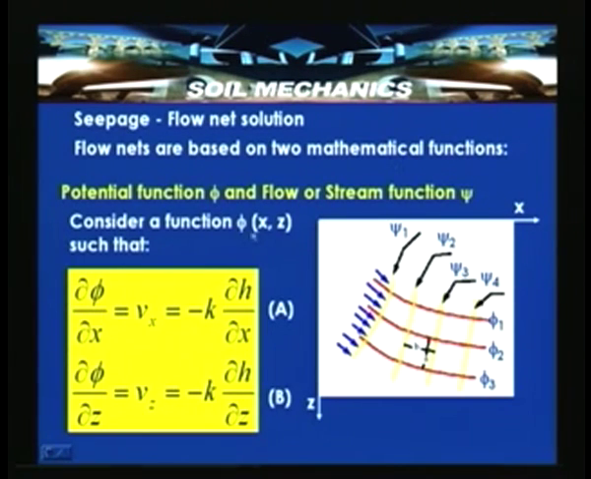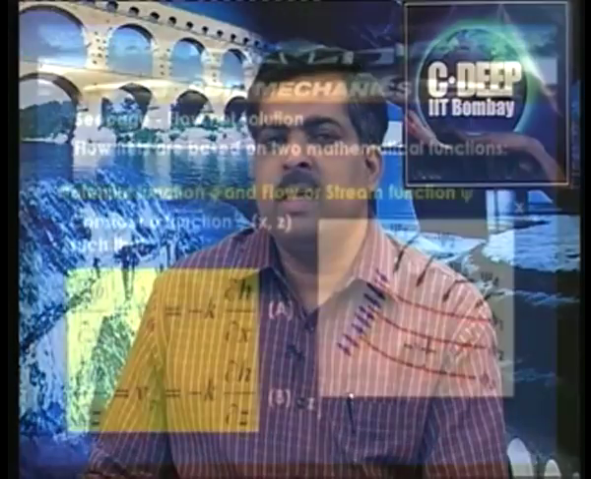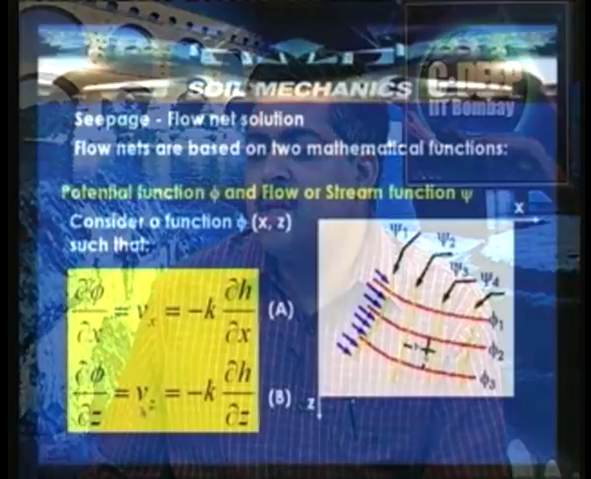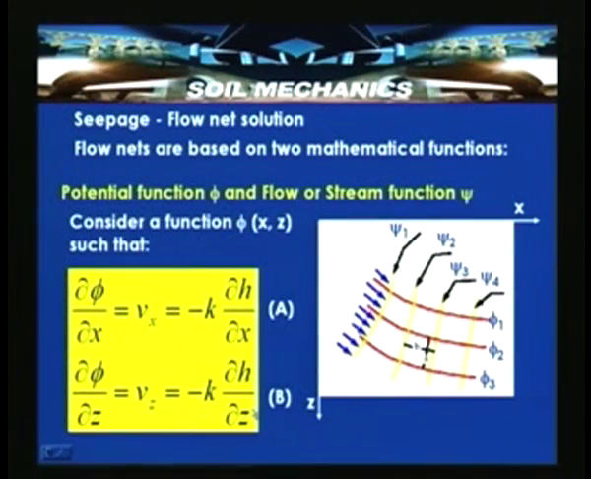So, consider a function phi(x,z) such that ∂phi/∂x = Vx, that is the velocity in the x direction, equal to minus k ∂h/∂x. This is negative because the head loss is occurring in the direction of flow. Similarly, ∂phi/∂z = Vz = minus k ∂h/∂z. So, consider a function phi(x,z) such that ∂phi/∂x = Vx and ∂phi/∂z = Vz.